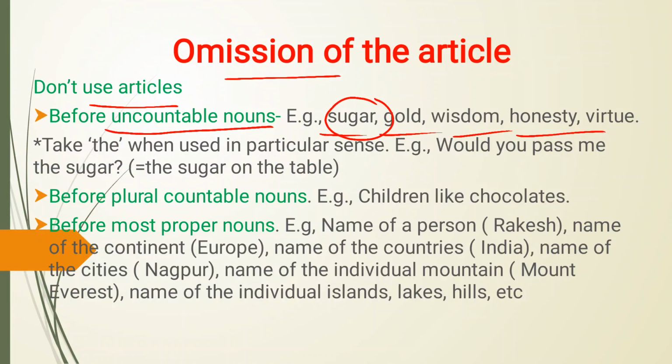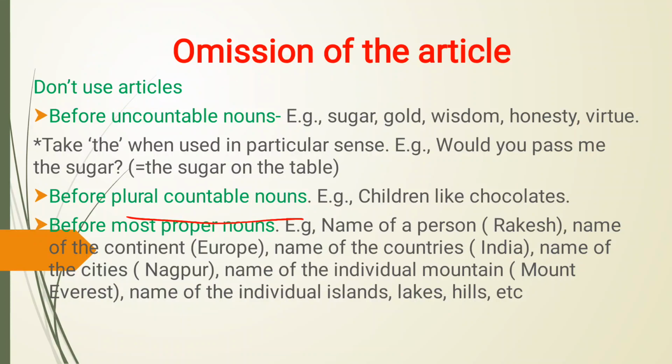Then the definite article the is not used before plural countable nouns. Children like chocolates. We do not say the children like chocolates. We do not say a children like chocolates. But we can also use the here with children. For example, the children playing in the garden are very naughty. Why have we used the with children? Because we are specifically talking about those children who are playing in the garden.